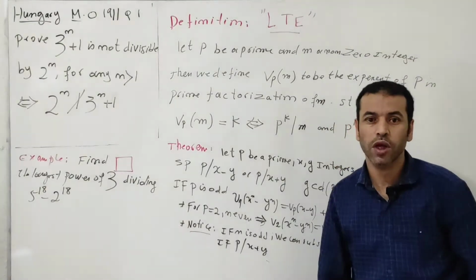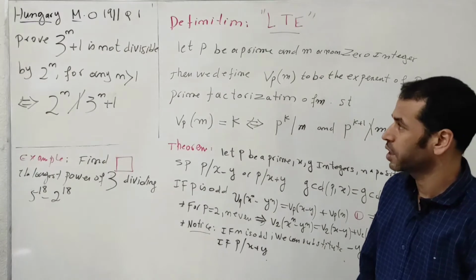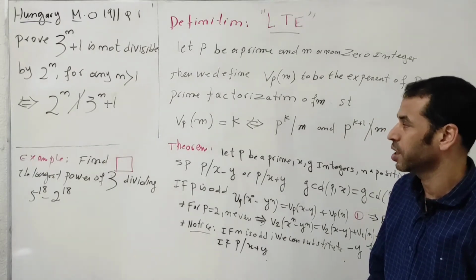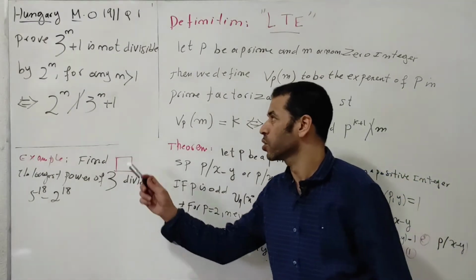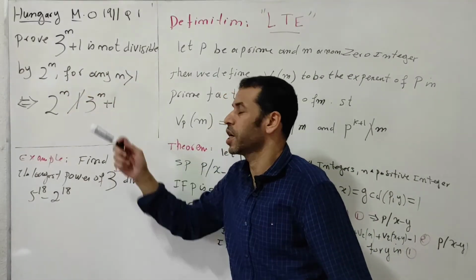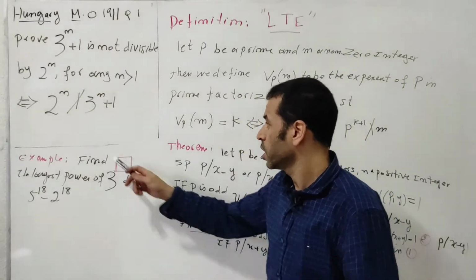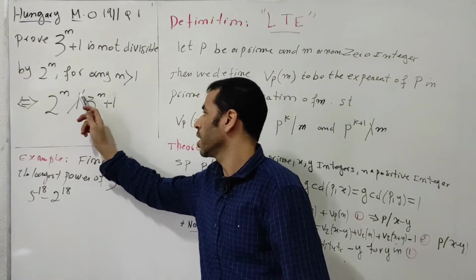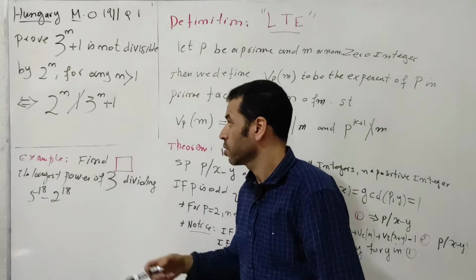Hi, in today's video I would like to introduce a very nice problem of Hungarian Mathematical Olympiad edition 1911, question number 1. Here is the following question. Prove 3^n + 1 is not divisible by 2^n for any integer n strictly greater than 1. In other words, 2^n does not divide 3^n + 1, okay?